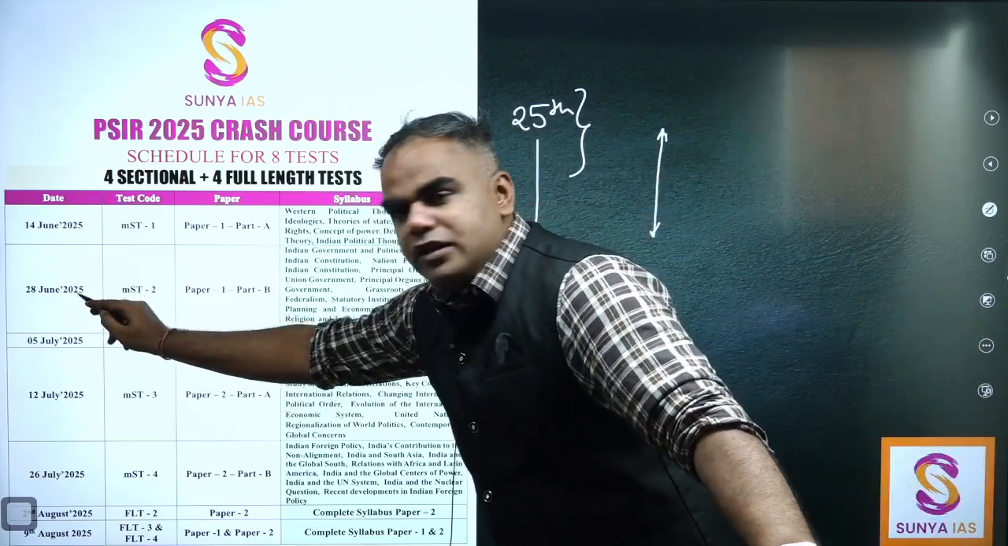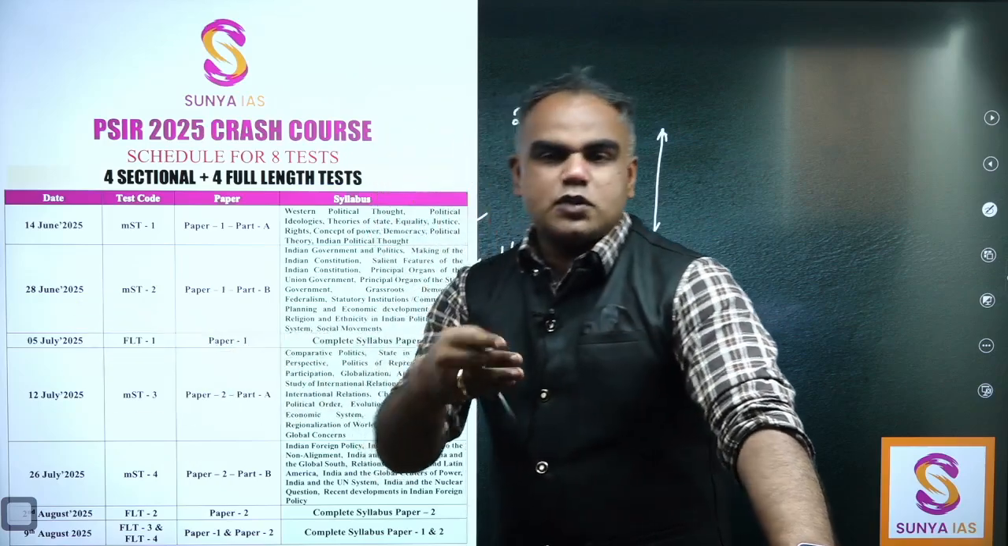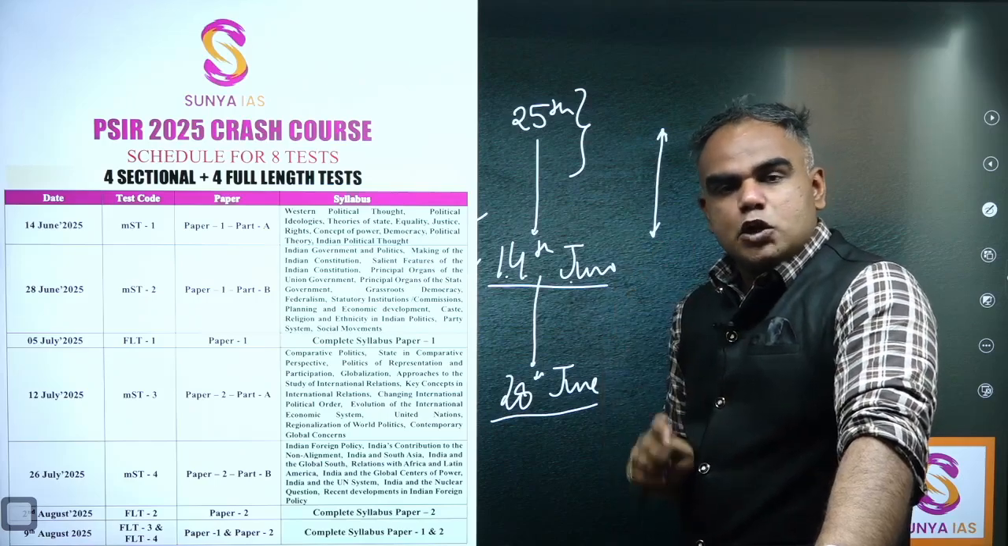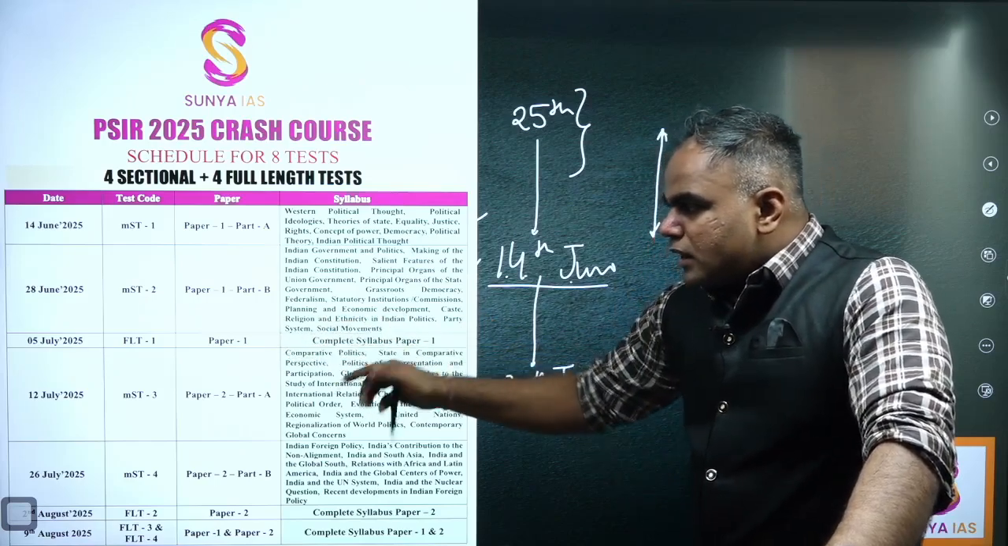So from 28th June you have 2 weeks. We have 2 weeks for paper 2A also. We gave our 2A test on 12th July. From 12th July again you have 2 weeks.